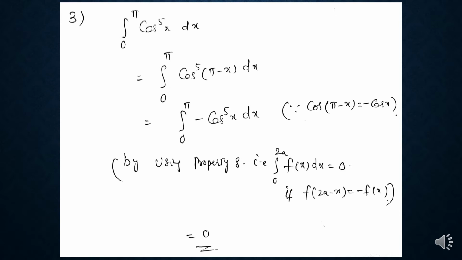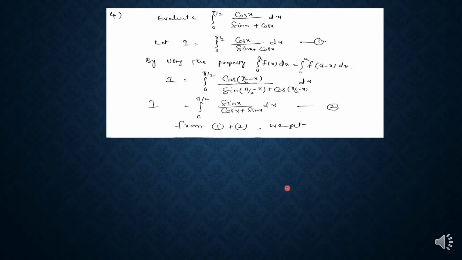Next problem. Fourth one. Evaluate integral 0 to pi by 2 cos x by sin x plus cos x dx. So this type of problems are very important. In this problem we are using the fifth property. This is very important. Here the given limits are 0 to pi by 2 and the trigonometric functions cos x and sin x are appearing.